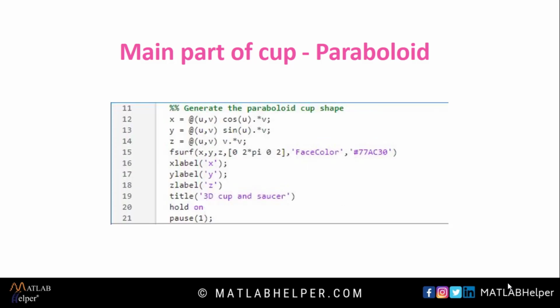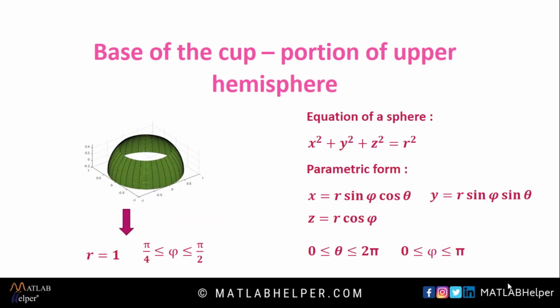Next, we come to the base of the cup attached to the paraboloid. A portion of the upper hemisphere represents this surface. The equation of a sphere is given as x squared plus y squared plus z squared is equal to r squared. And the parametric equations are as shown here. Here, r is the constant radius and theta varies from 0 to 2 pi, the longitude, and phi ranges from 0 to pi and is the co-latitude.